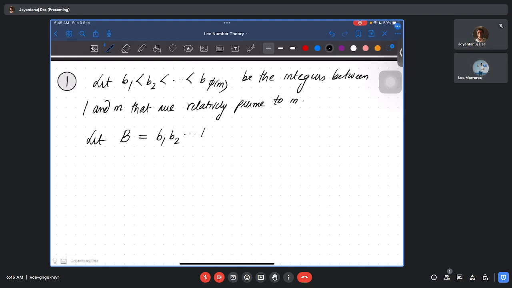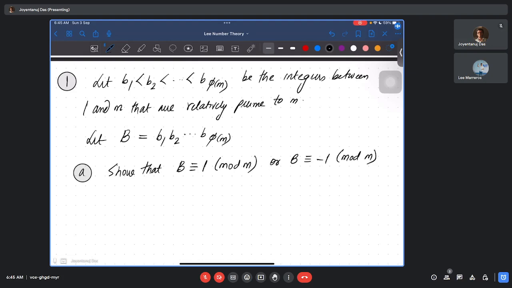b1, b2 up to b_φ(m). The first question is to show that B is either congruent to 1 mod m or B is congruent to minus 1 mod m. So that you have to show.